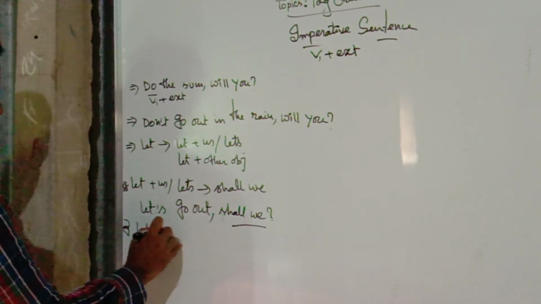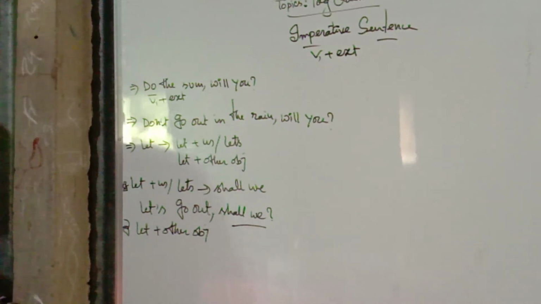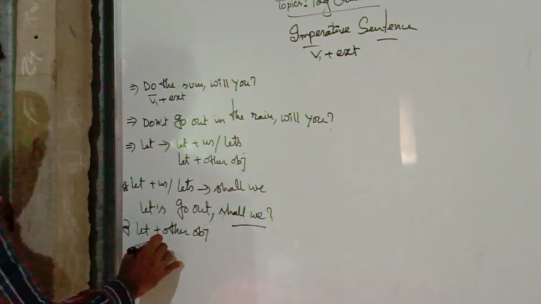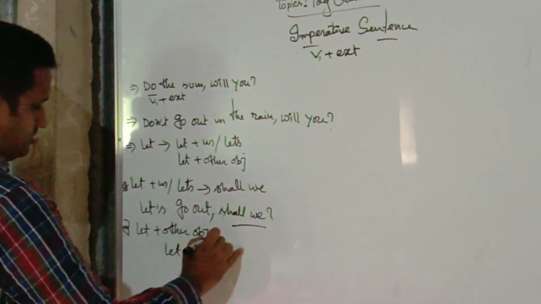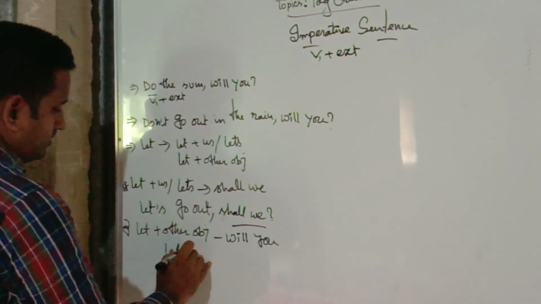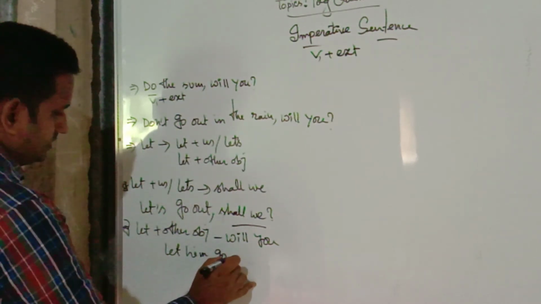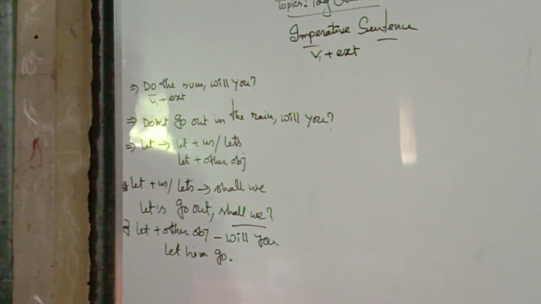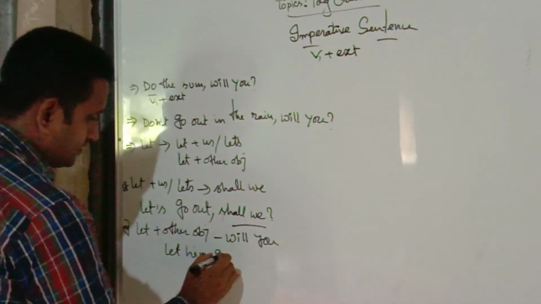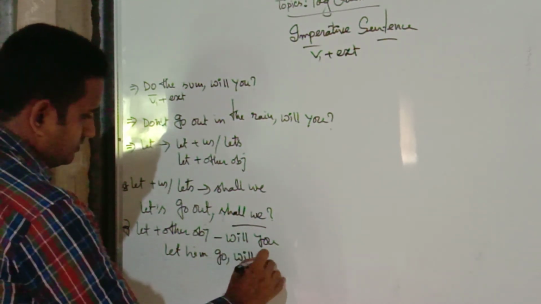Second section of let. Let plus other object. Other object means him, her, them. The tag will be will you. Let him go. This is the question, and if we use a tag question here, the answer will be, first we have to use a comma.